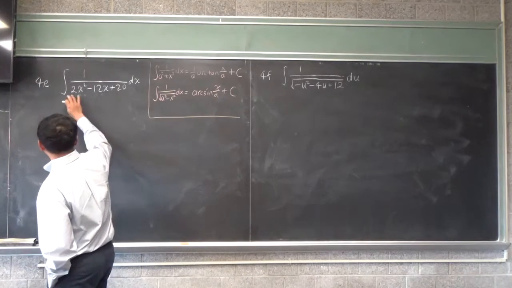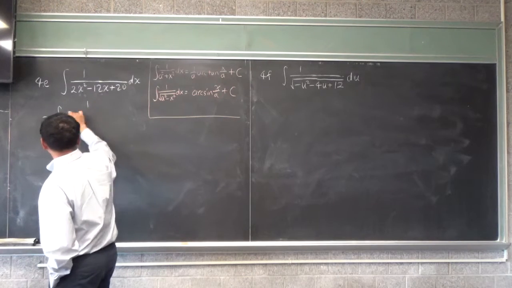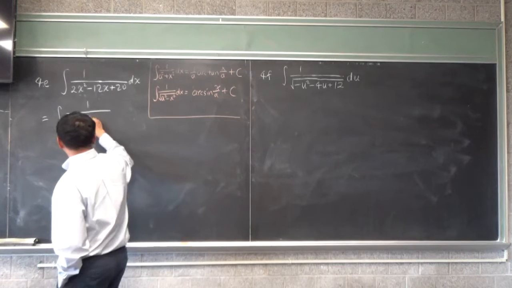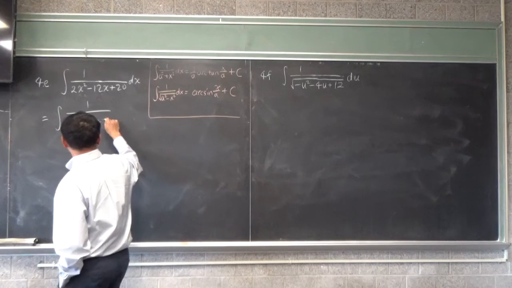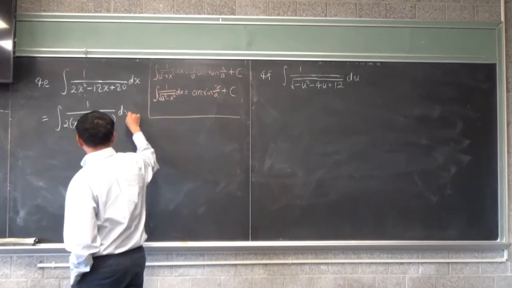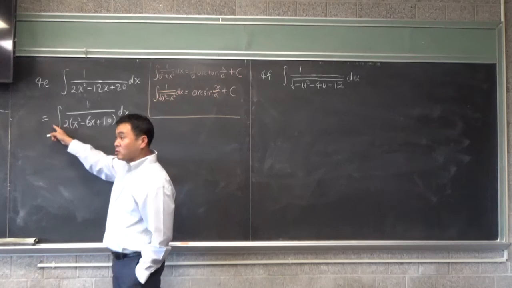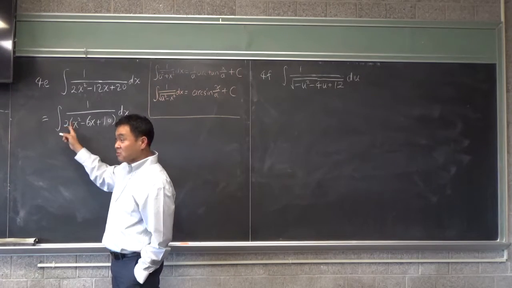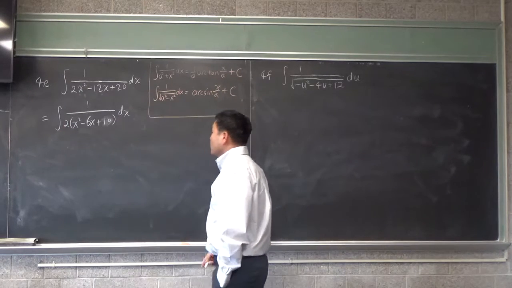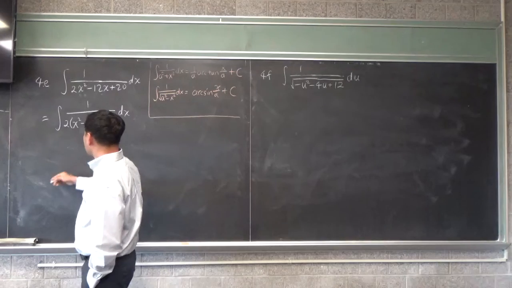Okay, so the way you do it is by factoring out a 2. And if you do that, this 2 can be brought outside the integral because it's like multiplication of 1/2, right? So now we have to figure out what to do with x squared minus 6x plus 10.